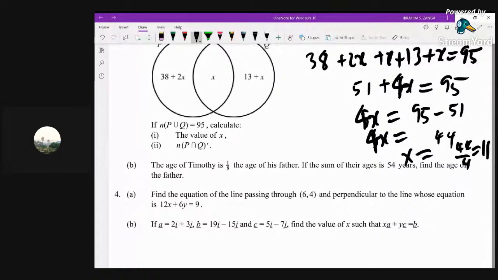So find the value of x. Yeah, we know now that the value of x equals 11. And the number of p intersection q complement. So of course, the number of p intersection q complement, we are going to take, well, just a minute.